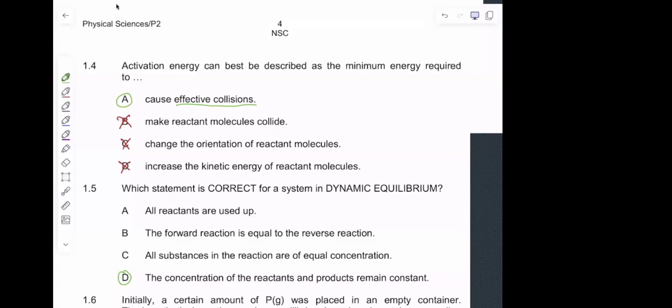The rates must be equal. That's why it cannot be B in that case there. And then again, A, all the reactants are used up. No, they're not. We're making up reactants as quickly as we're making products. All substances in the reaction are of equal concentration. No, that's not true either. The concentrations don't have to be equal, but the reaction rates must be equal.